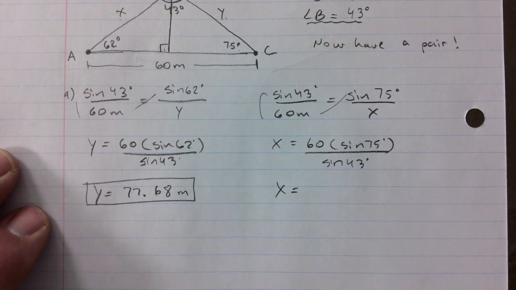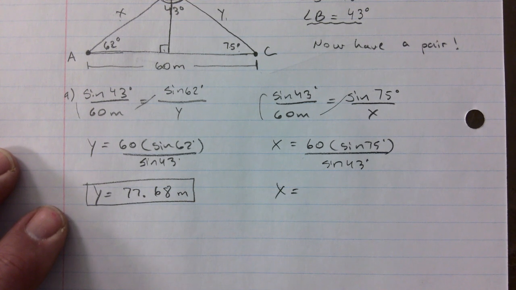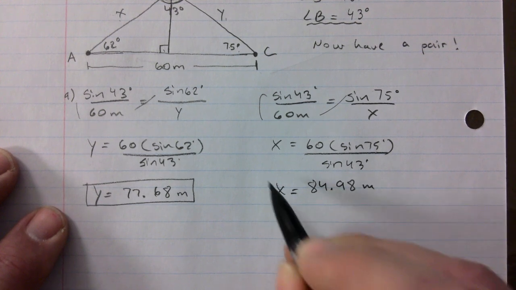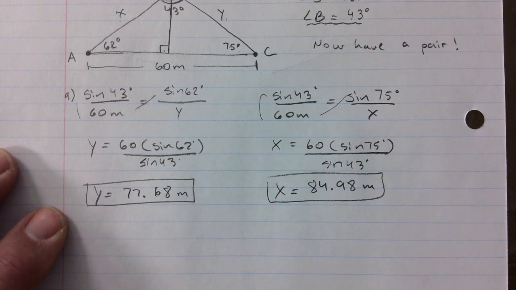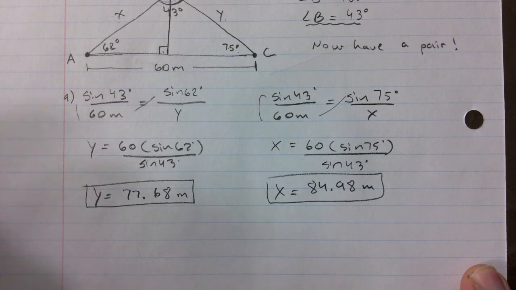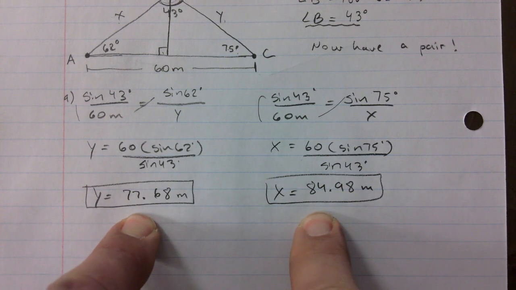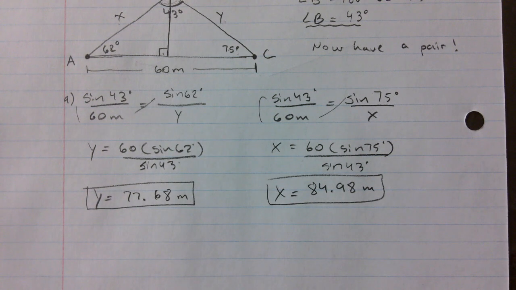Should it be shorter or longer than the one we just found? It should be longer, the longest, right? Sine of 43, that's 84.98 meters. So there are your two wires. And I know these are the lengths of the wires because you gave me an awesome diagram, all labeled.